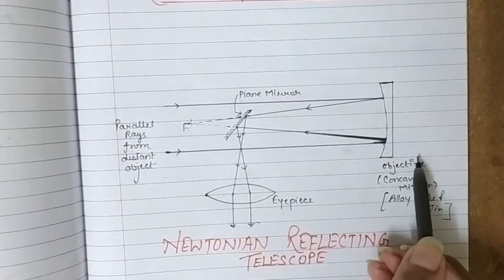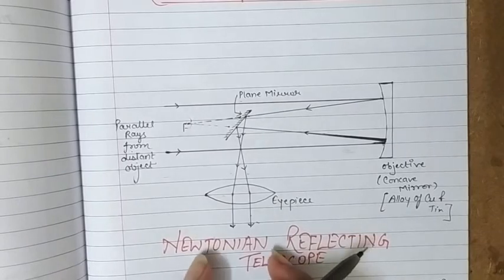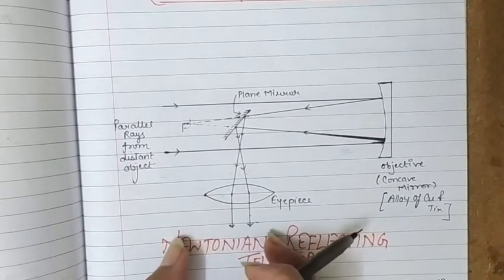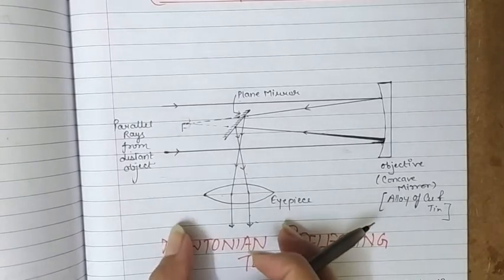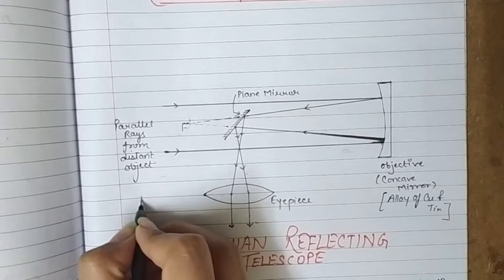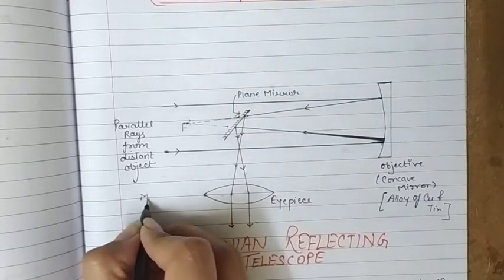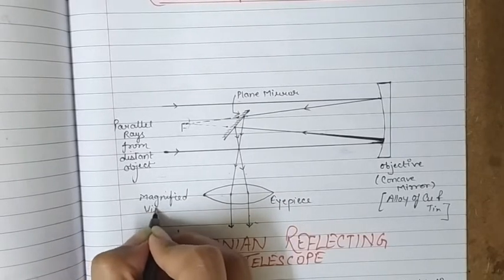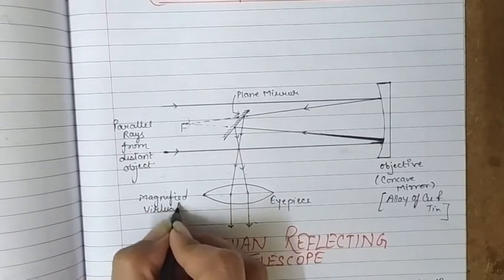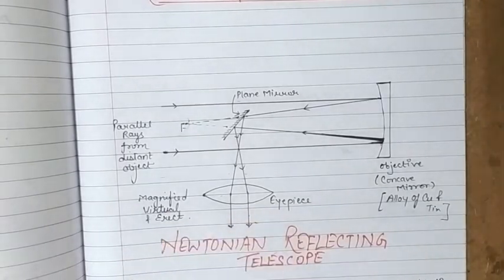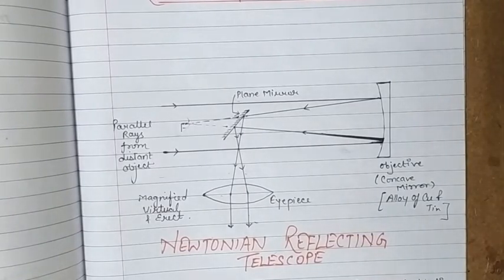So this is the axis of the instrument, and we adjust the eyepiece perpendicular to that axis, and this eyepiece then forms a highly magnified, virtual and erect final image of the distant object. So that's how the Newtonian reflecting telescope works.